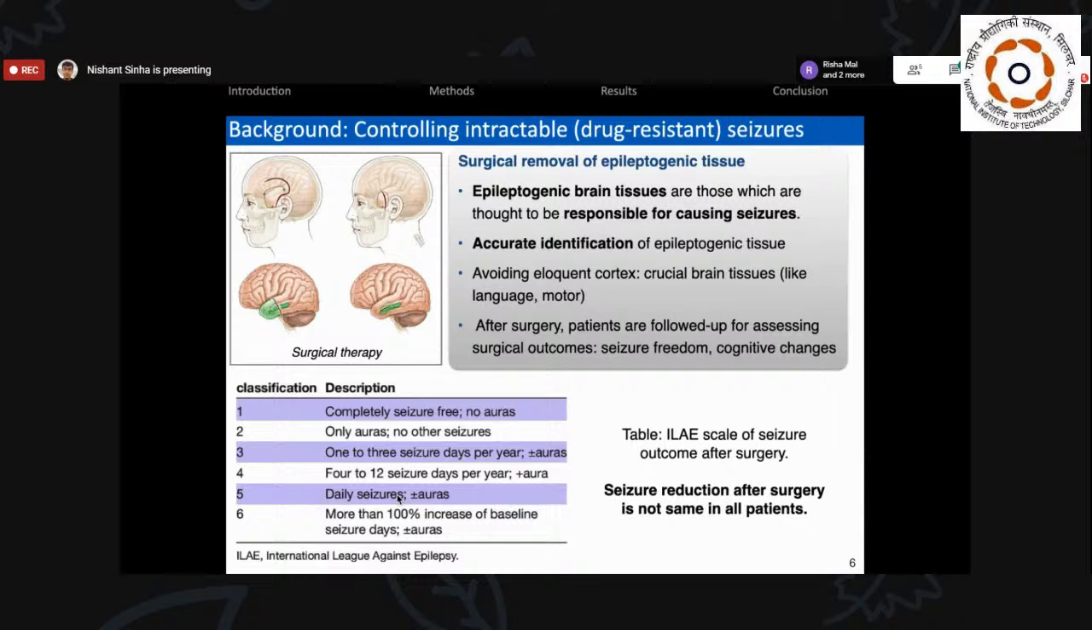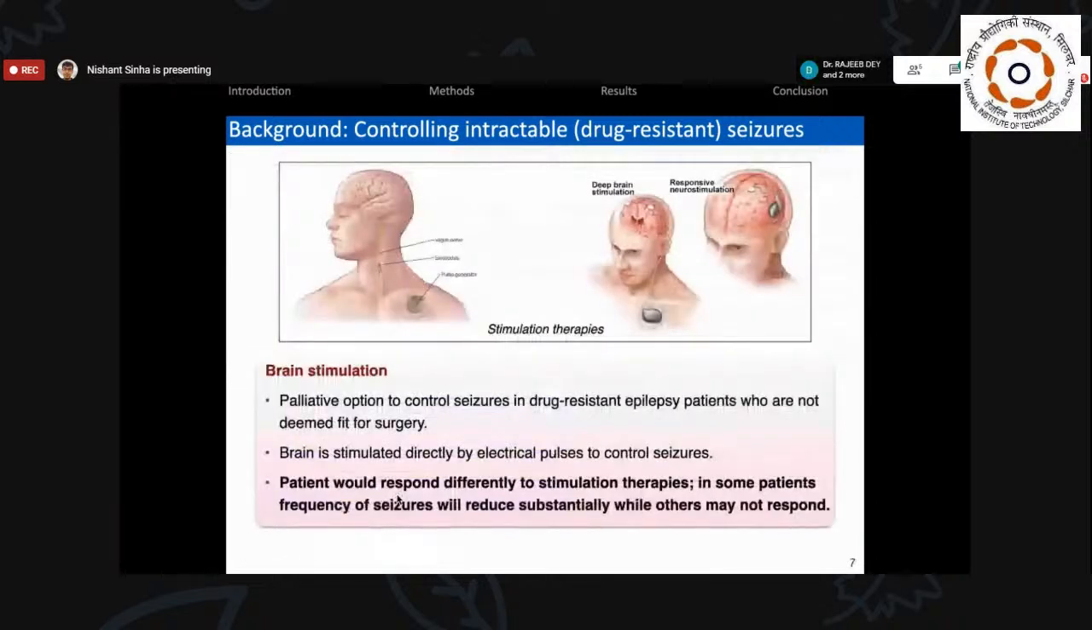The other line of treatment for the drug-resistant epilepsy patient is brain stimulation therapy. In brain stimulation therapy, as shown in these cartoons, typically the brain is stimulated by electrical pulses. This is an example of vagus nerve stimulation, where the vagus nerve, which goes over here, is stimulated. There are other methods of brain stimulation, like cortical responsive stimulation, where the cortex is directly stimulated, or deep brain stimulation.